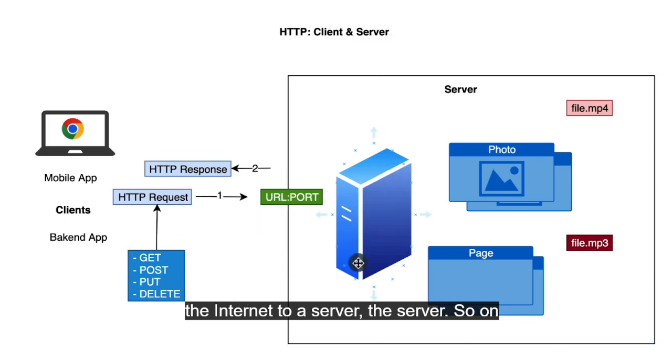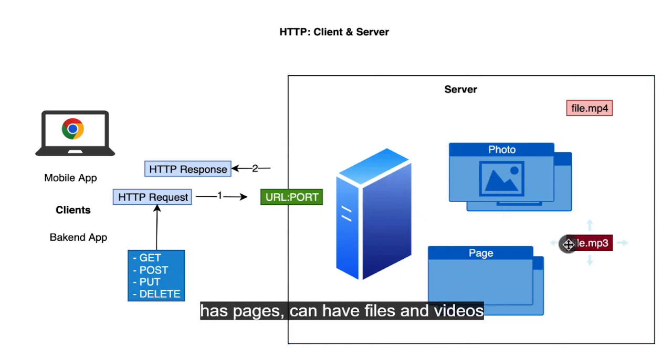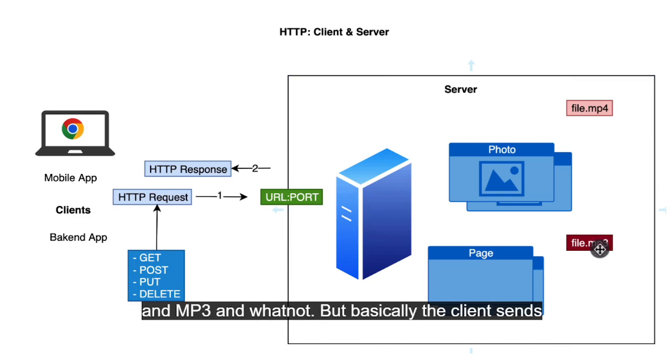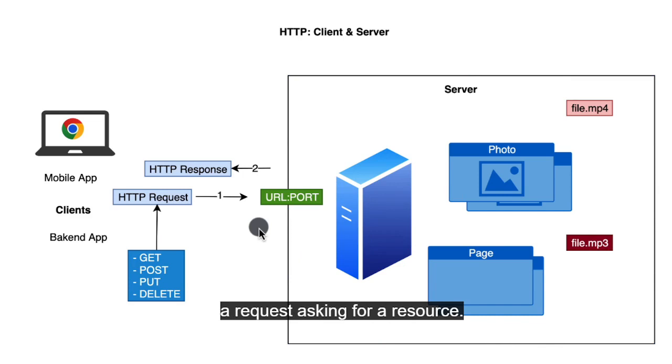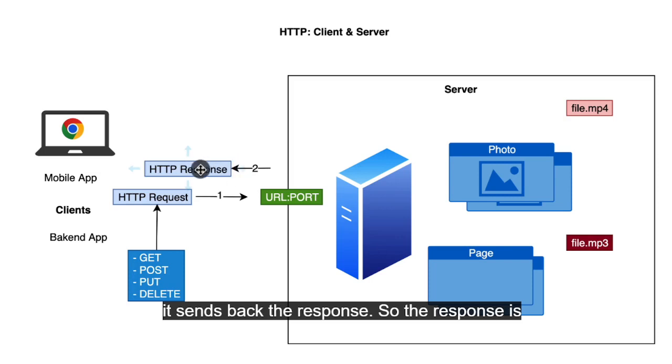The server, on this side you can see that we have a server, and the server has photos, pages, can have files and videos and MP3s and whatnot. But basically, the client sends a request asking for a resource. So a resource is a page or any of these basically, right? And then the server processes the request that comes from the client, and then it sends back the response. So the response is exactly what the client has requested.